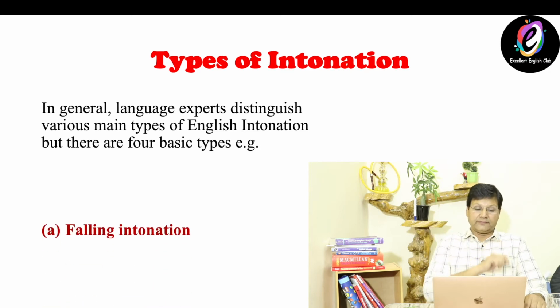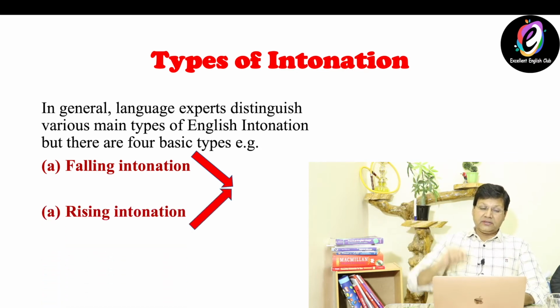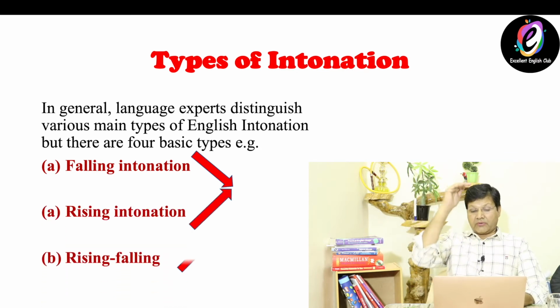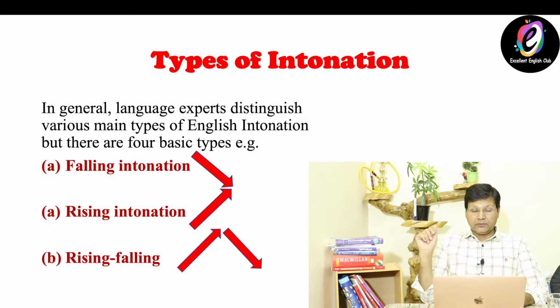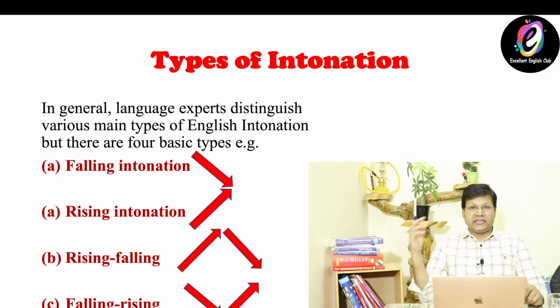Number 1, falling intonation. Number 2, rising intonation. Number 3, rising falling. Number 4, falling rising. These are the 4 different patterns, and to understand them, we will see examples, then we can easily understand what these different types of intonation are and how we can differentiate them.